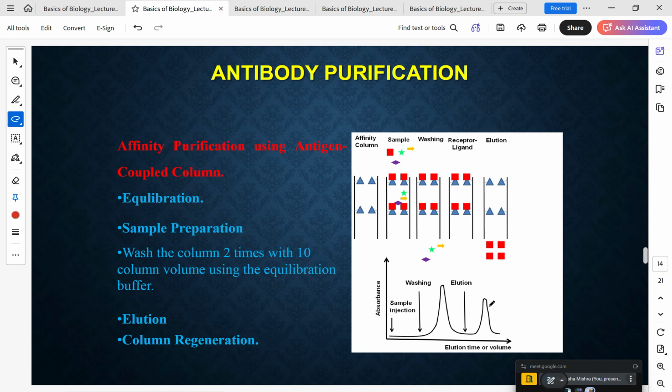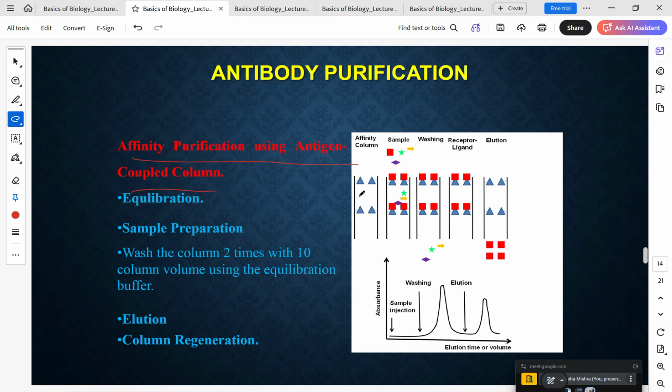Once you have enough supernatant, then you can do the purification of antibody. There are multiple methods. One of the methods is affinity purification using an antigen coupled column. So you know what your antigen was initially, right? So you prepare a column which has the antigen lined up in the stationary phase.